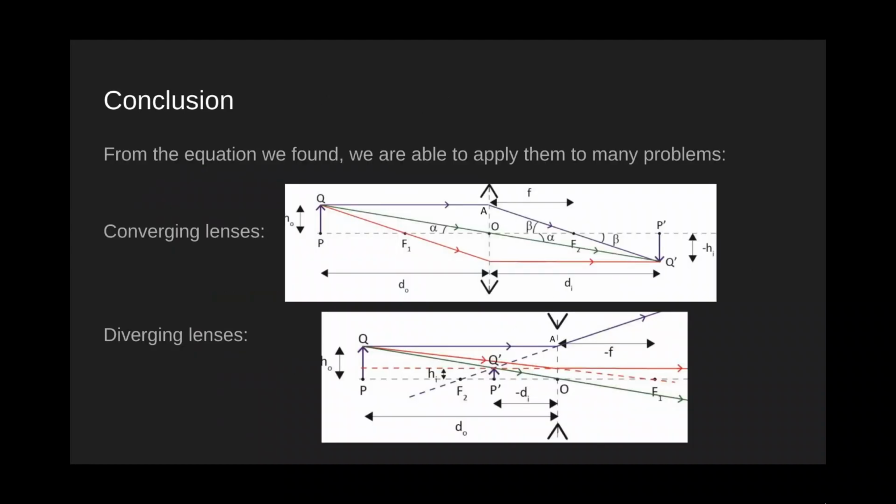So in conclusion, from the equations, we found that we're able to apply them to many problems. We have a convergent lens here, so we can see that this light goes into the lens and then it converges to a point. But we can also have a divergent lens, which will give us a real image on the same side as the lens, or a virtual image.